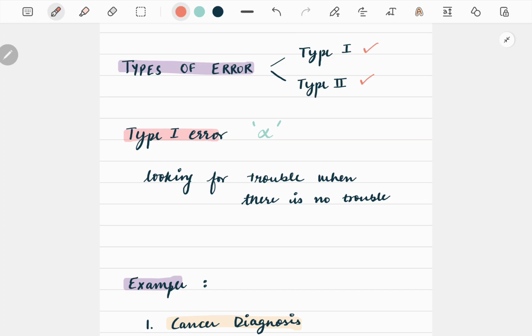Let us begin with type 1 error, which is also denoted using the symbol alpha. Now, type 1 error is simply when one is looking for trouble when there is no trouble. So this is something that you always have to keep in mind. It's like looking for trouble when there is no trouble.